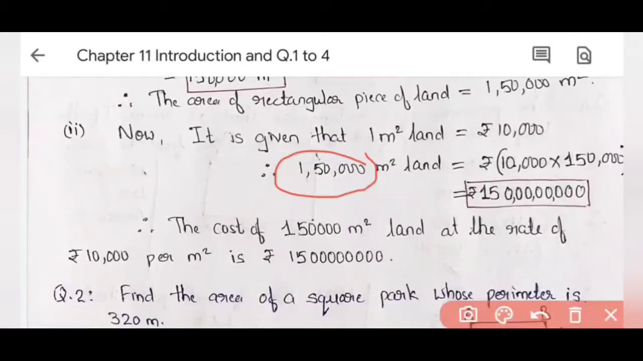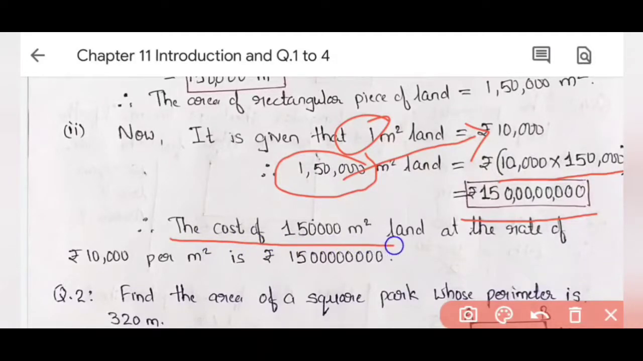1,50,000 meter square is equal to how much? For that purpose, we will cross multiply it with 10,000 and divide by 1. So 10,000 into 1,50,000 will give me 150 crore rupees. You can also say that 1 arab and 50 crore rupees. So finally we got the cost of 1,50,000 meter square of land at the rate of 10,000 per meter square is 1 arab 50 crore rupees.